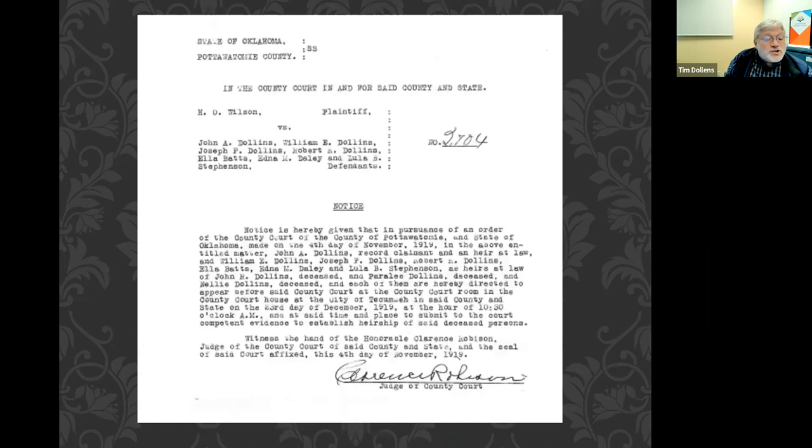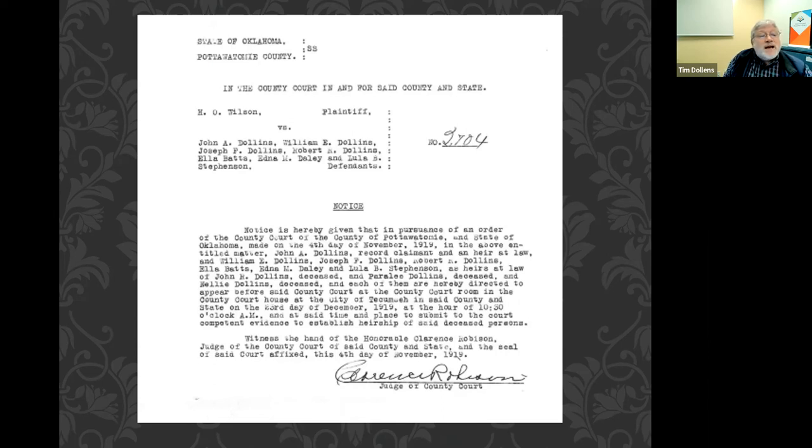Here's a little bit larger version of the same case. And this basically tells more about it. But again, you have all these family members that are alive and they're showing how they're related to the deceased. And then they're actually saying that John R. Dollens and Paralee Dollens, his wife, are deceased. And of course, I think Nellie's not a child. But again, all that would be proven out in the records that you get.